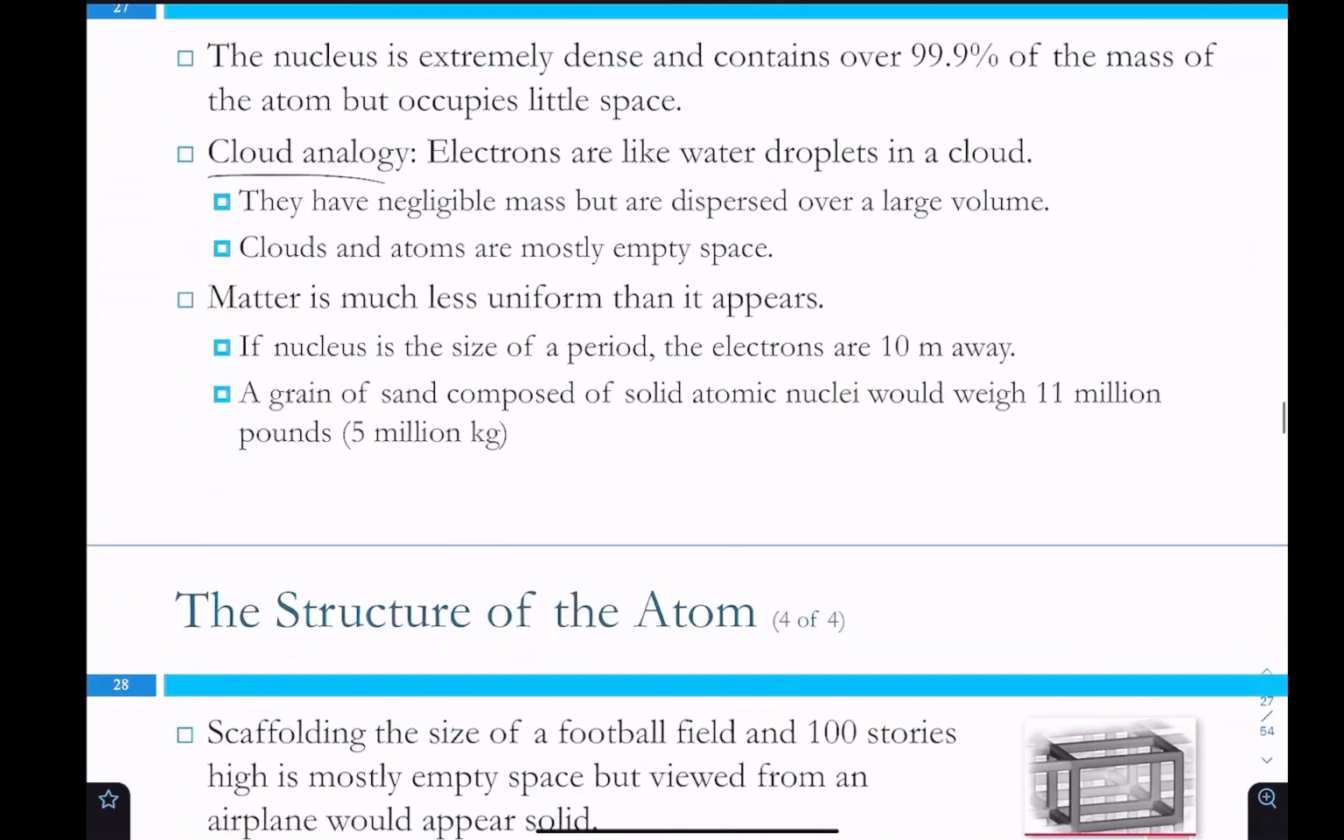So a grain of sand composed of solid atomic nuclei would weigh 11 million pounds. And actually, neutron stars, if you're into space stuff at all, are that. They're a star where the core is composed entirely of neutrons all packed together because of the intense gravity.